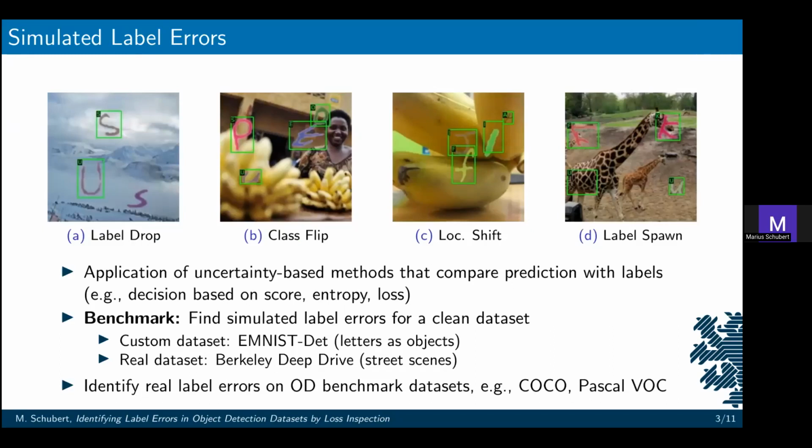What we do is set up a benchmark where we compare the performance of different uncertainty-based methods, like the classification entropy, the detection score, or the loss, and we compare the network's predictions with the labels. Since we want to have an automated rather than a manual evaluation of these methods, we simulate label errors on datasets that are as clean as possible.